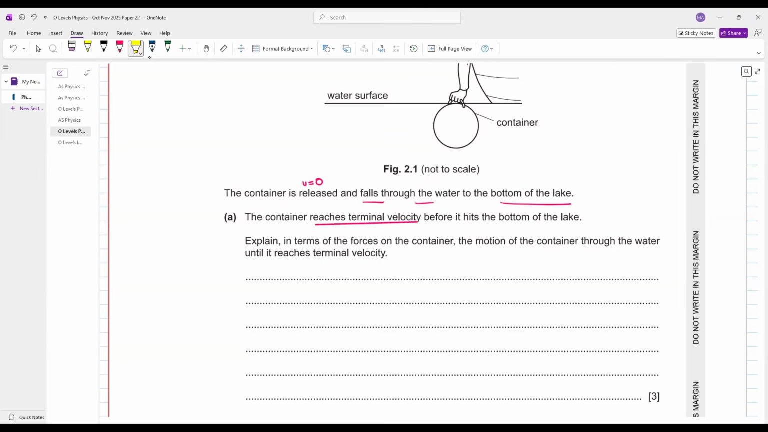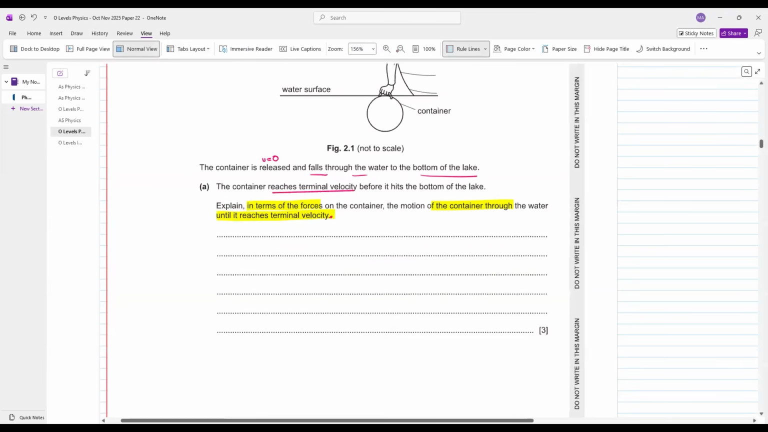Explain in terms of forces. You have to explain in terms of forces the motion of the container through the water until it reaches terminal velocity. आपने motion of the container को explain करना है until it reaches terminal velocity. How will you do that? You have to do your explanation in terms of forces. First of all क्या कहोगे?